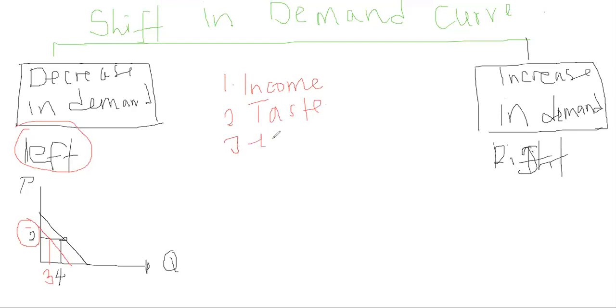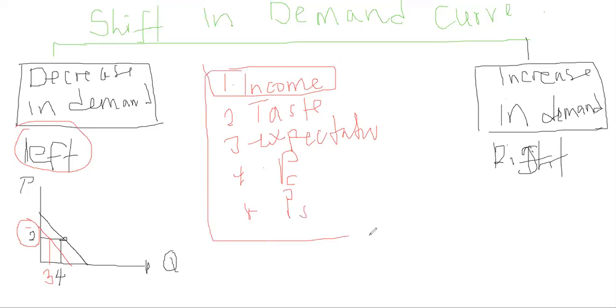Another possibility is what? Expectations. But most often people focus most on this. Or another possibility is what? The price of related goods, complement goods or the price of substitutes. So these are some of the reasons that can cause the demand curve to change or shift.